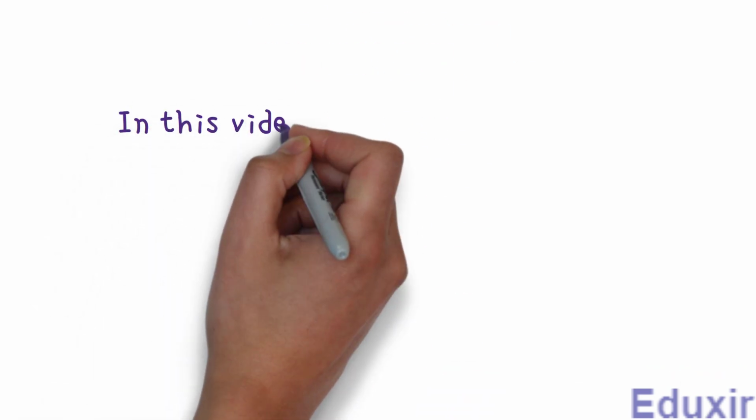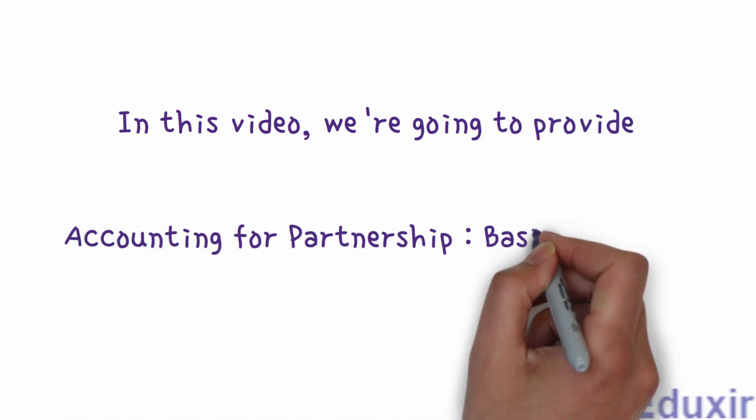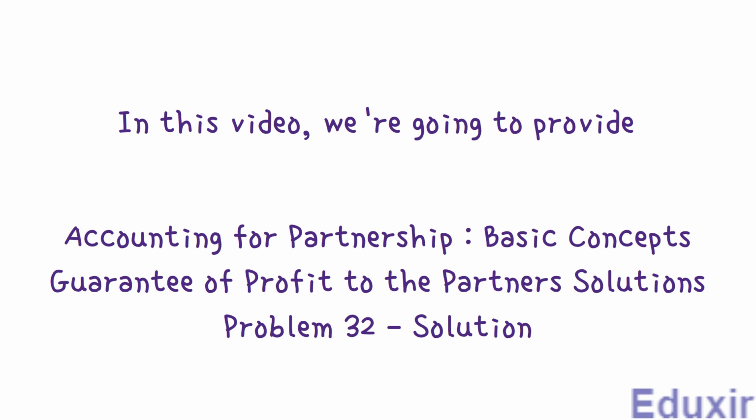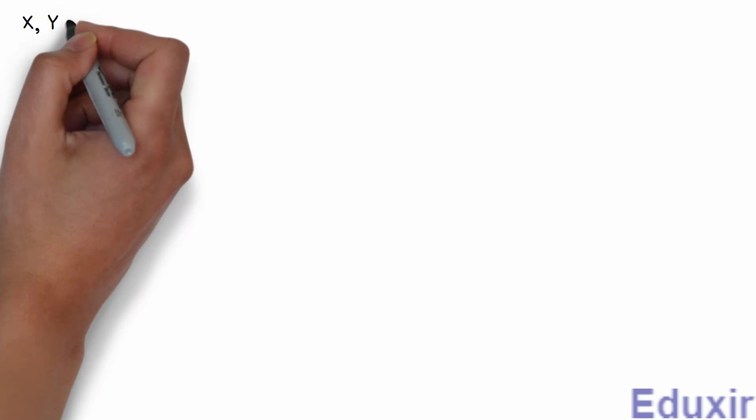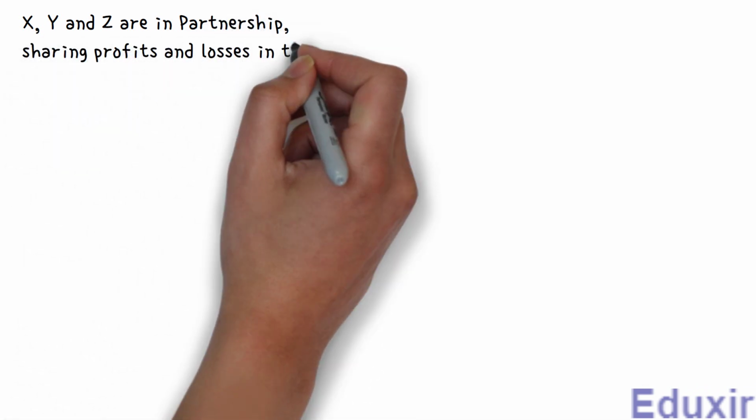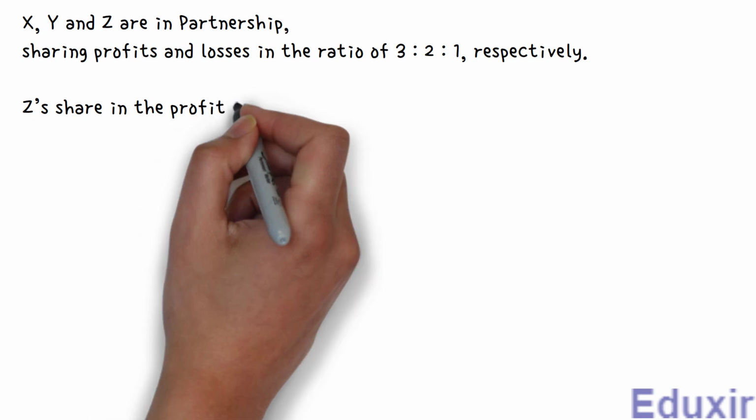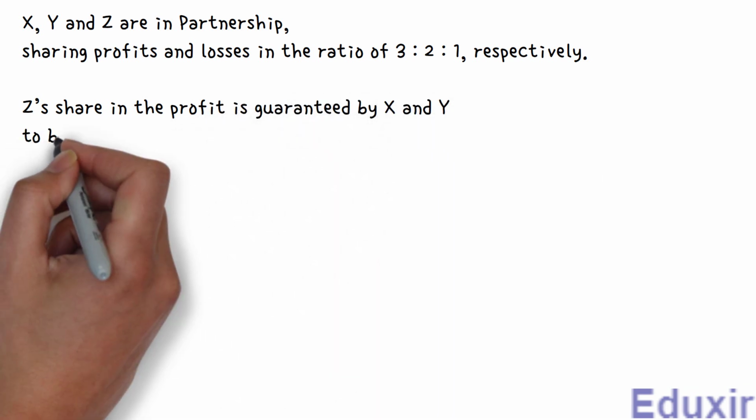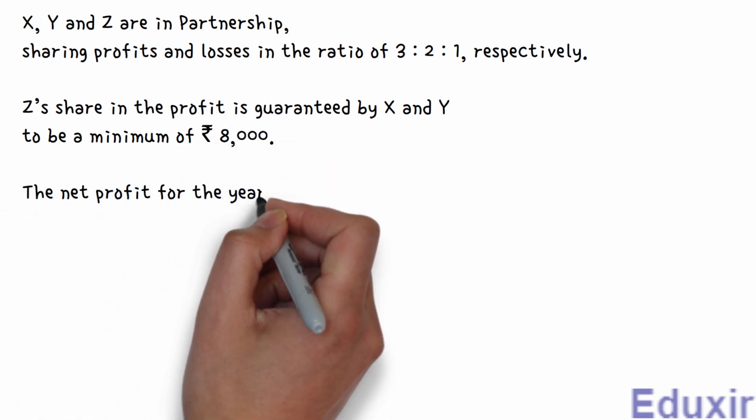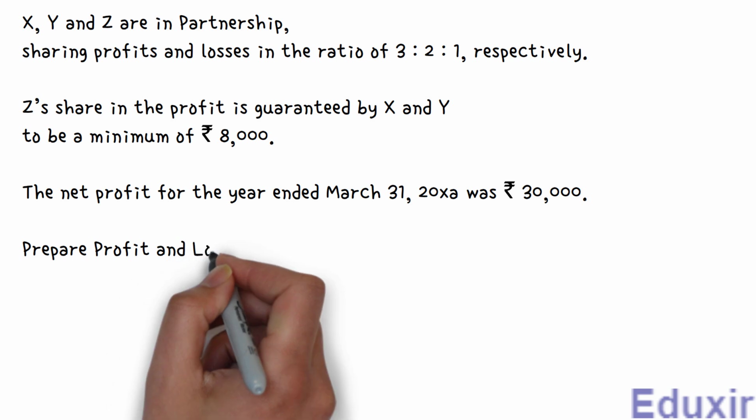In this video, we are going to provide Accounting for Partnership Basic Concepts, Guarantee of Profit to the Partners Solutions, Problem 32 Solution. The problem statement is as follows. X, Y, and Z are in partnership, sharing profits and losses in the ratio of 3:2:1 respectively. Z's share in profit is guaranteed by X and Y to be a minimum of 8,000 rupees. The net profit for the year ended March 31st, 2000 was 30,000 rupees. Prepare profit and loss appropriation account.